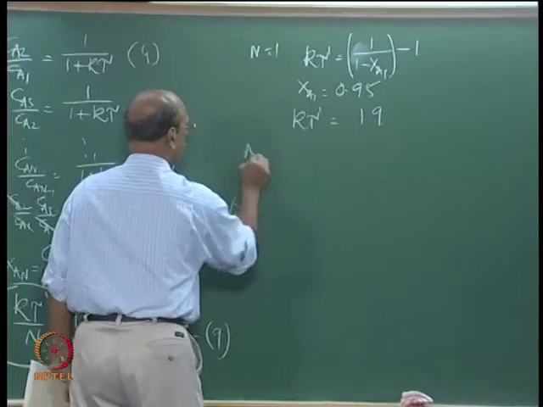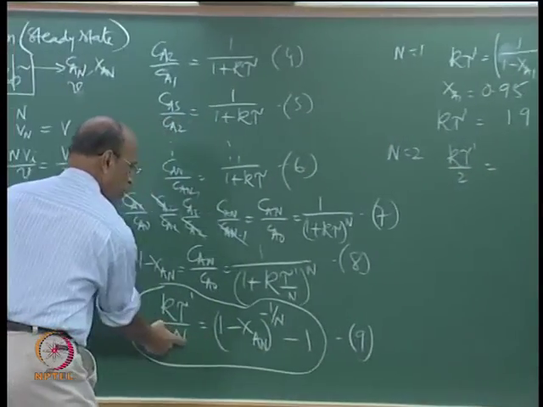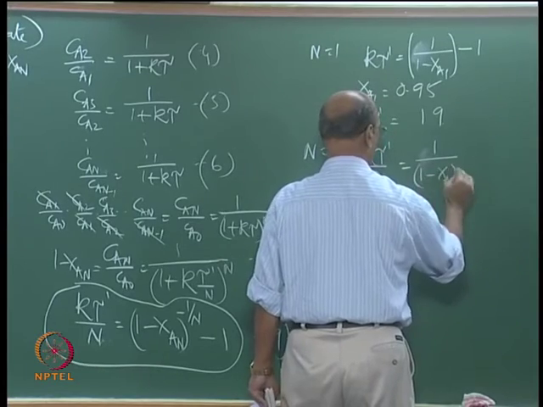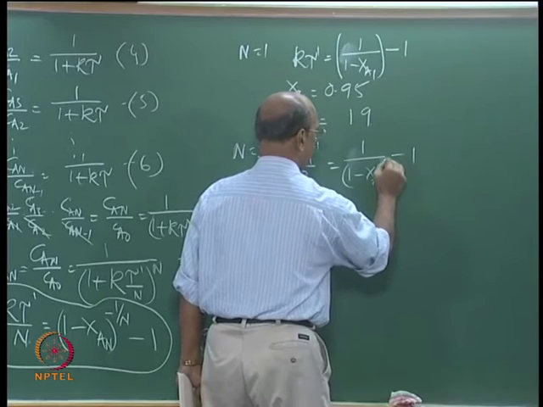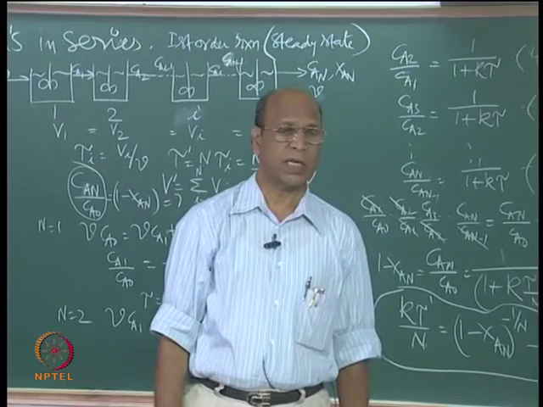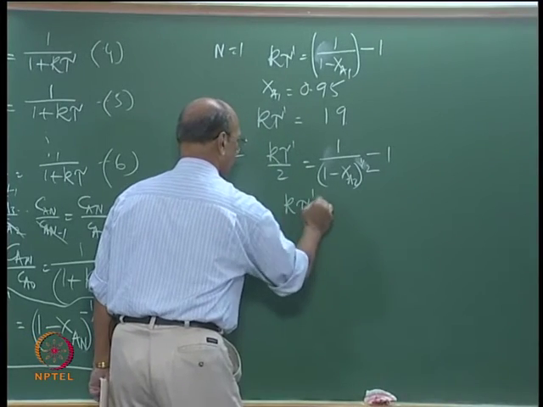So, this is 19. Now, for n equal to 2, tell me now K tau dashed by 2, because n is there, n equal to 2. But now this one is 1 by (1 minus XA2) to the power of half, minus 1, correct? Any other answers? Manikantan? 6. Oh, you rounded off. 6.94. How did you get that, mental calculation? Approximately, okay, good. So, this will be K tau dashed is 6.94.